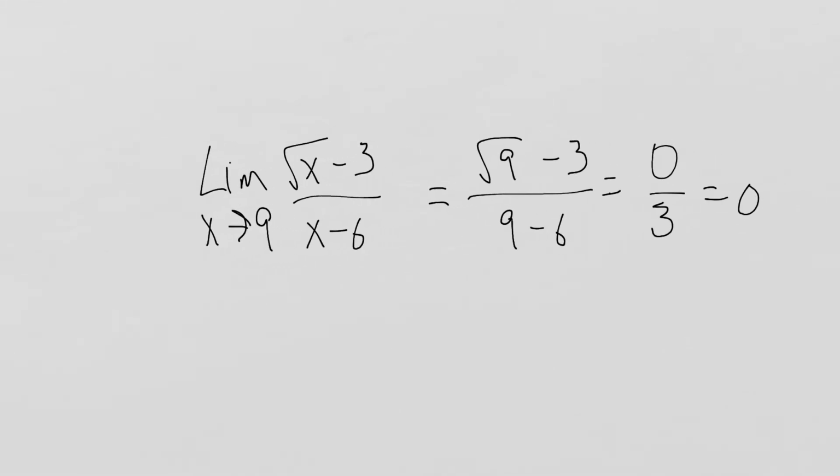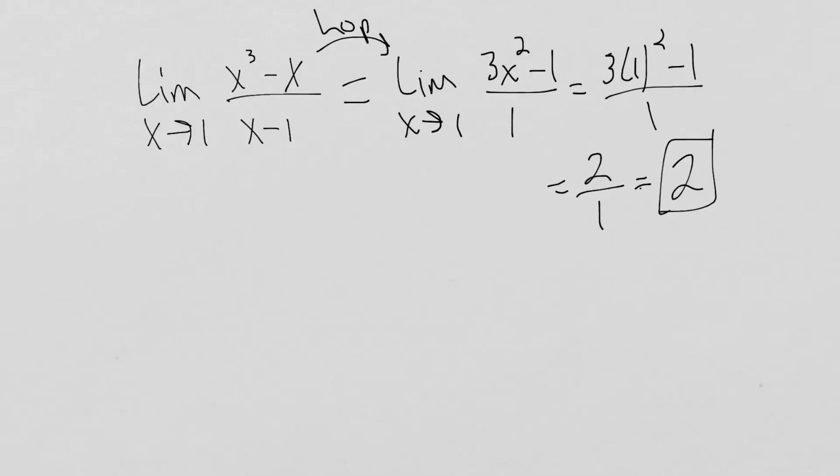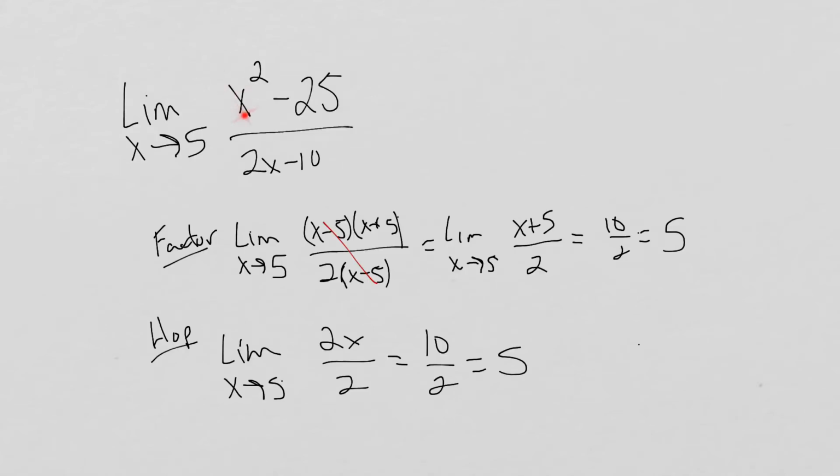So boom. This one's a little deceptive, and this is what the AP likes to do to us. Usually you're like, oh, maybe I'll hop it here, right? Well, with these other ones, if I plugged in 1, I got 1 minus 1, that was 0, and 1 minus 1, that was 0. The previous one, if I plugged in 5, I got 25 minus 25, that's 0, over 10 minus 10, that's 0. All of these had 0 over 0. And that's why I could hop them.